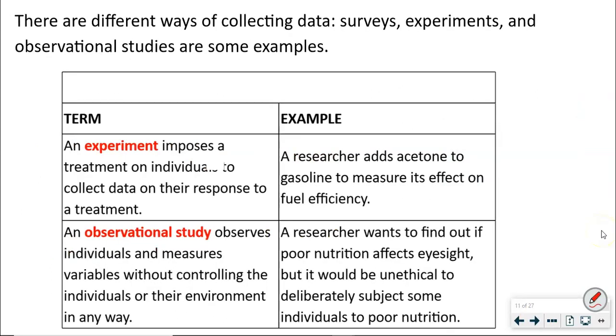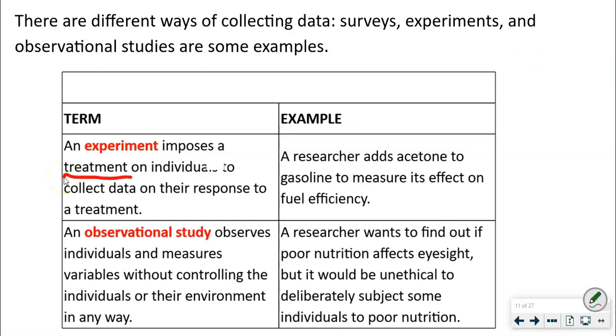So as we move on, there are different ways of collecting the data. There's surveys, experiments, and observational studies. These are some of the examples. So we've been talking about surveys, right? But now we're going to talk about an experiment and an observational study. So an experiment imposes a treatment on an individual to collect data on their response to the treatment. Okay, so we are looking at treatment here.